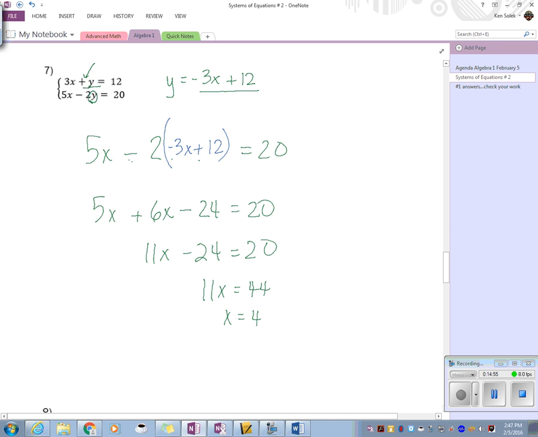Now I'm going to go back and use this equation, because it quickly tells me how to find y. So y is equal to negative 3 times 4 plus 12. Negative 12 plus 12, where y equals 0. So my ordered pair for this solution is 4, 0.